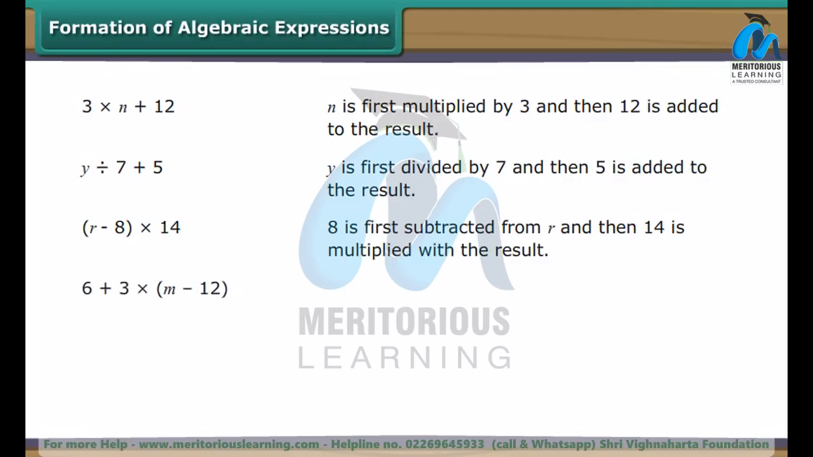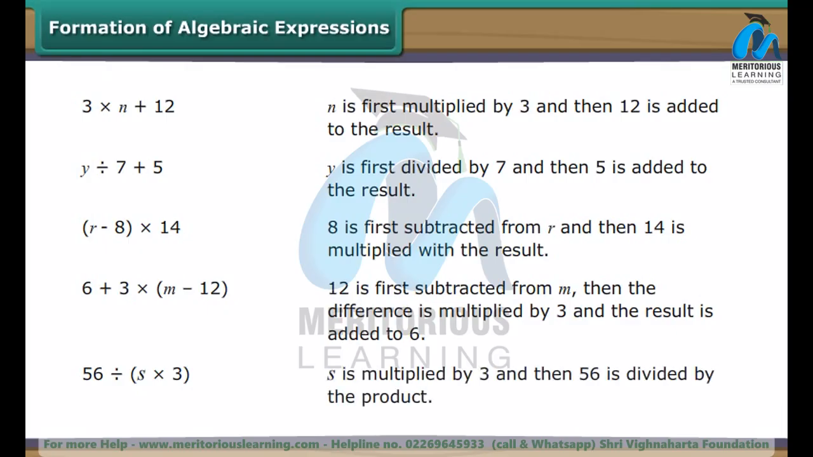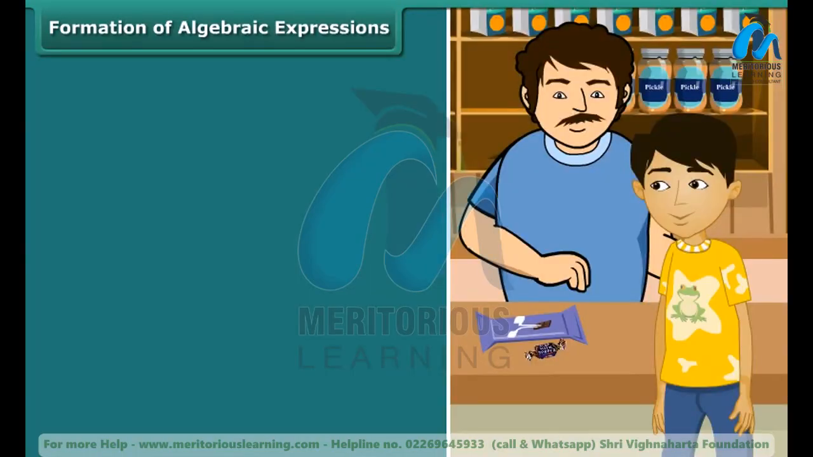6 plus 3 into bracket starts M minus 12 bracket closes. 12 is first subtracted from M, then the difference is multiplied by 3 and the result is added to 6. 56 divided by bracket starts S into 3 bracket closes. S is multiplied by 3 and then 56 is divided by the product. Let us now express some real-life situations with the help of algebraic expressions.